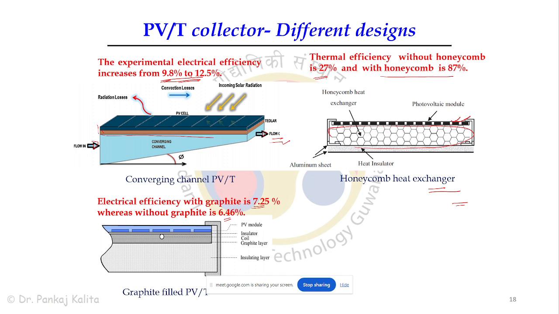We can see how, by using both the PV and thermal parts in a combined setup, the experimental electrical efficiency has increased from 9.8% to 12.5%, or by some 27 to 87%. We know that the higher the PV cell temperature, the more the losses to the atmosphere, and the lesser its electrical efficiency. If its temperature is lower, then the efficiency will increase. So that is the whole idea of using this combined PV and thermal system, and you are also getting some heated fluid that you can utilize for several applications.